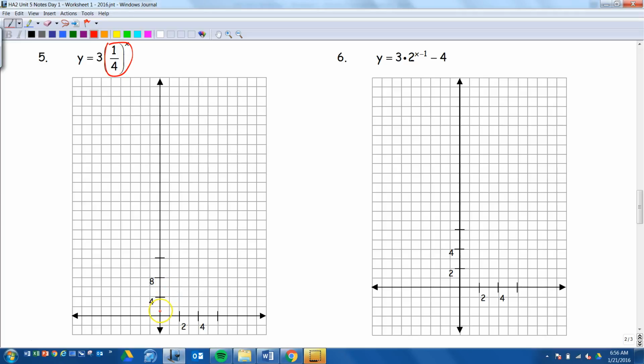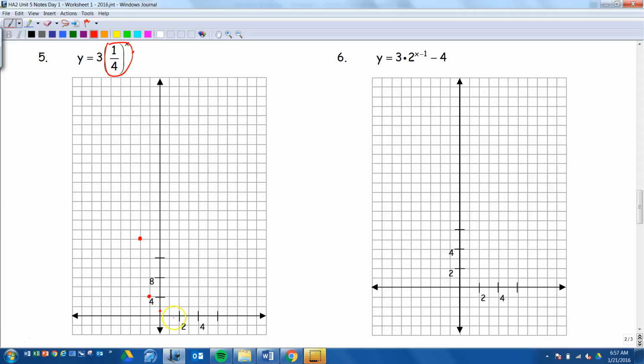1/4 to the negative 1 is 4. 1/4 to the negative 2 is 16. So 4, 8, 12, 16. And then 64. I don't know if I can fit 64 on there. Maybe we can. 4, 8, 12, 16, 20, 24, 28, 32, 44, 48, and it's way up here somewhere.